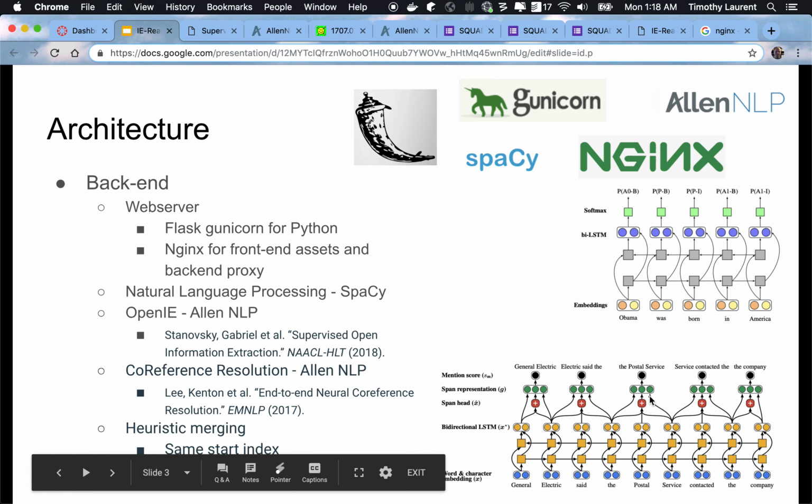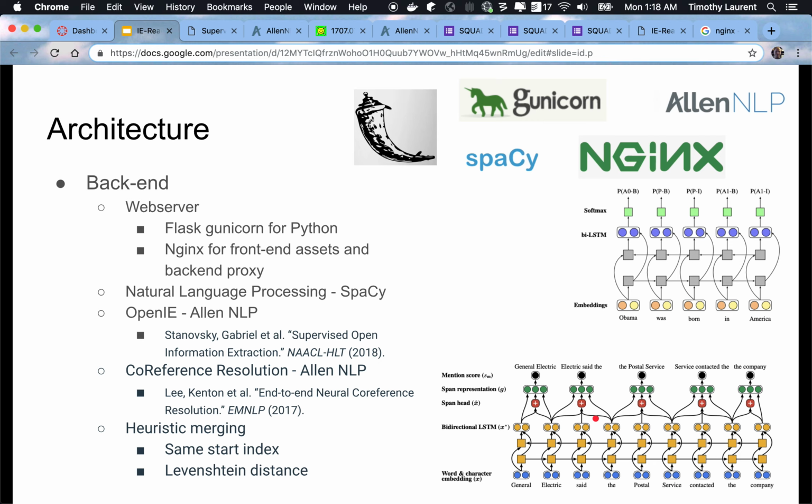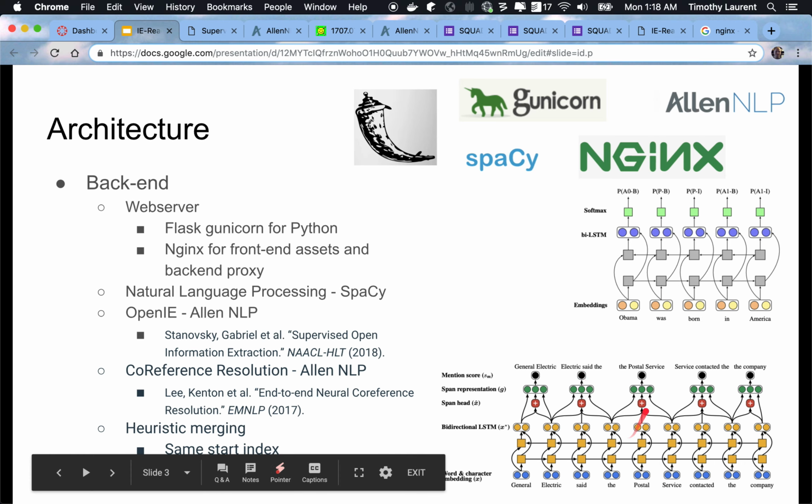that takes the spans and measures the coreference between each of the spans. And this was a supervised learning task, so they had a labeled training set that they could train the neural network on to identify these coreferenced mentions.